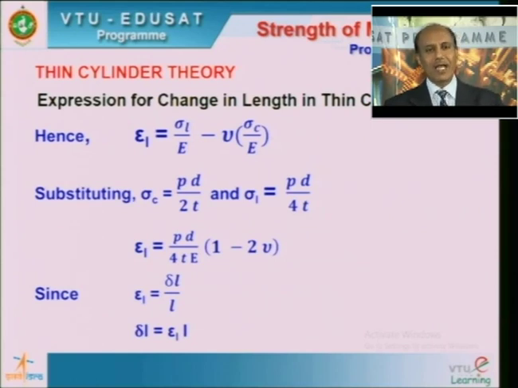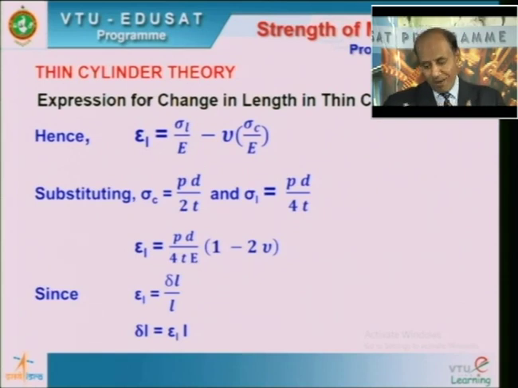So, epsilon L is calculated as PD by 4T into 1 minus 2 nu, right. So, for a given cylinder, you know its dimensions. What do you mean by dimension? The diameter, the length. In this case, length is not required, the diameter and thickness. You know that. You know its material properties, that is Young's modulus and Poisson's ratio, subject to some internal pressure. With this information you can calculate the longitudinal strain.